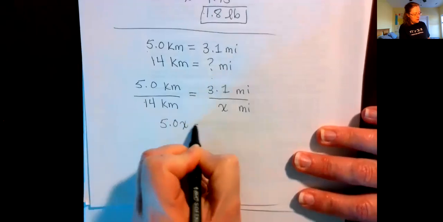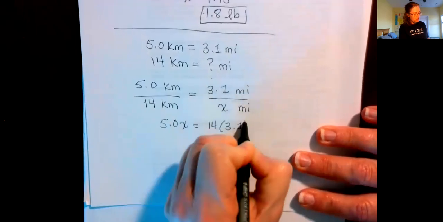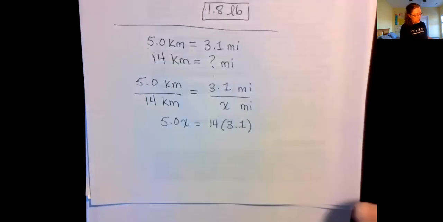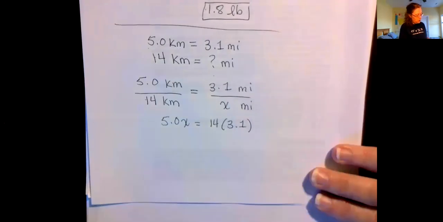5.0x is equal to 14 times 3.1. And let's see what that comes out to. Oh, well, we'll do it the slow way. 14 times 3.1 is 43.4.